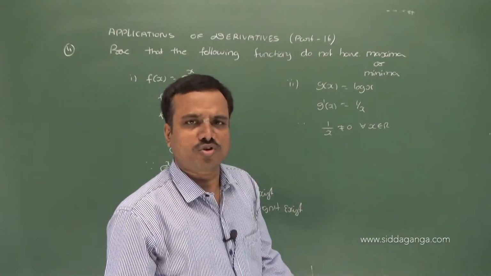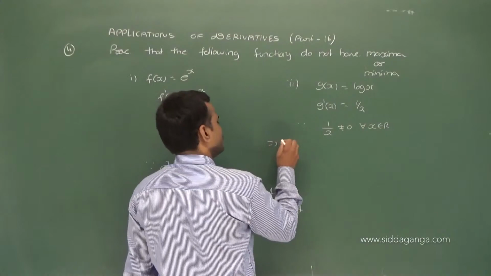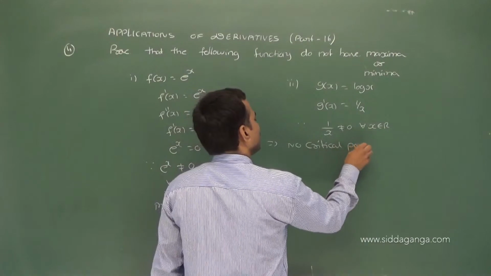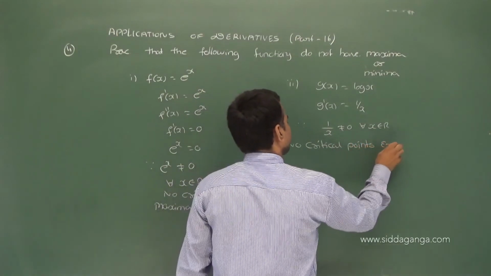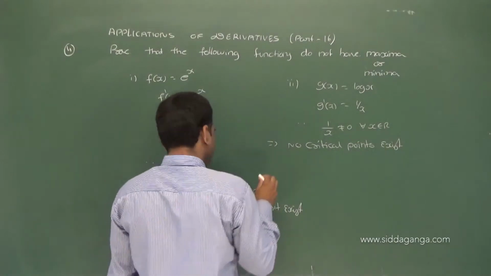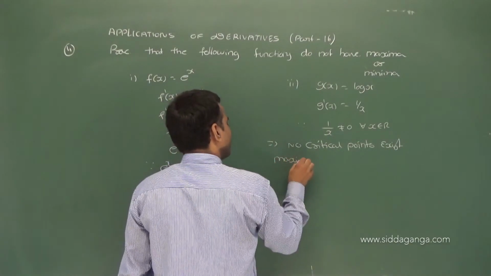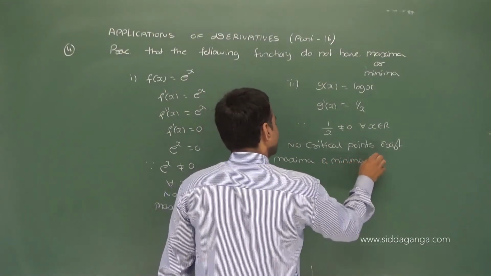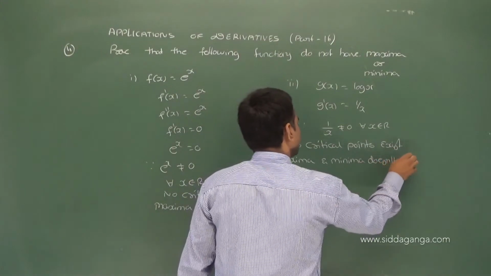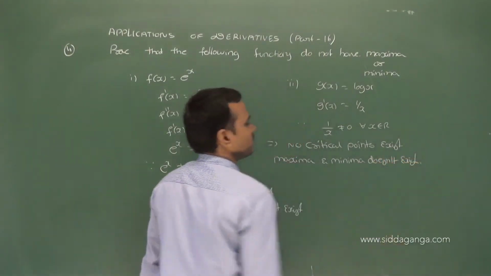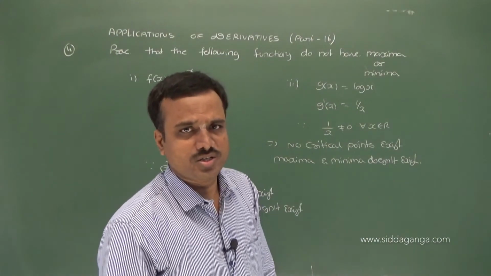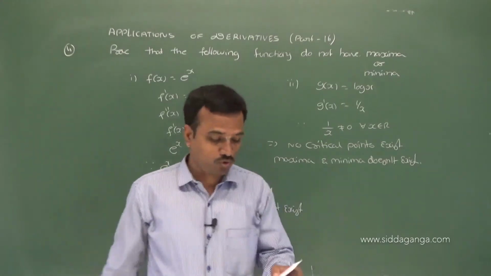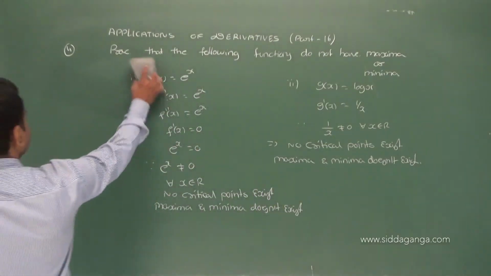Okay, g of x is log x, g dash of x is 1 by x. Since 1 by x is not equal to 0 for all x belongs to R, that implies no critical points exist. So no critical point exists means maxima and minima do not exist. This is for a 3 mark question. That's why it is very important. One more question is there. Third question.